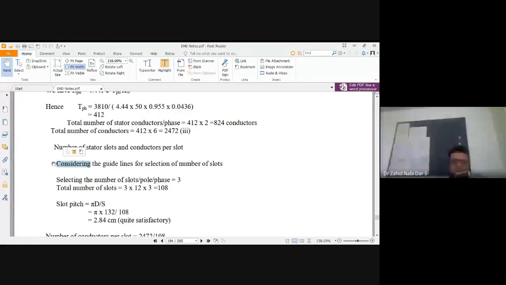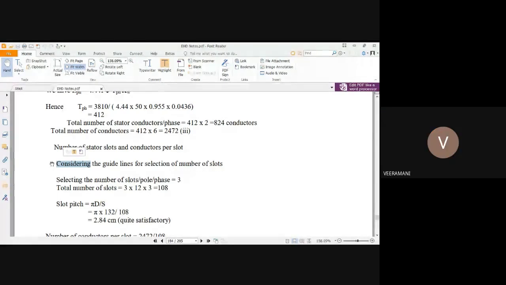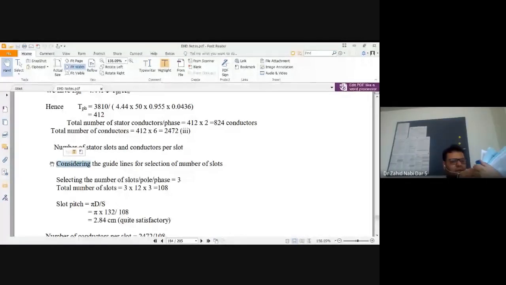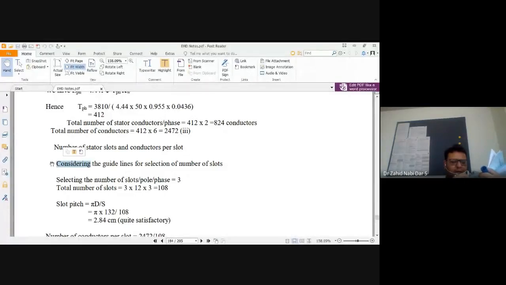Like this you are drawing, I'll show you. See, like this you are having, can you see this diameter? Yes, sir. There is some distance between these teeth, this is your slot pitch. So this is a circumference, pi d. The total circumference of the circle, if I complete this circle, would be 2 pi r.